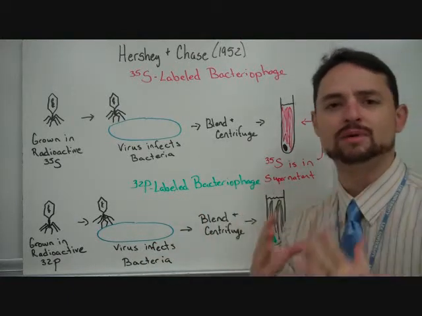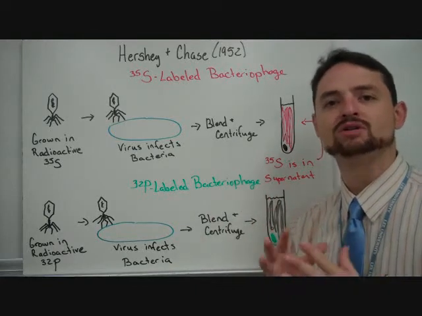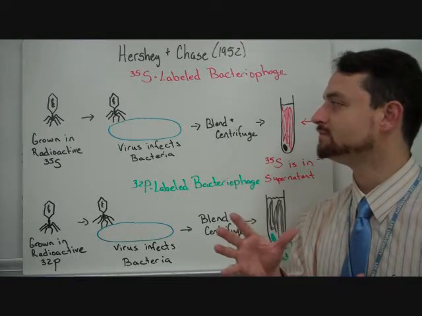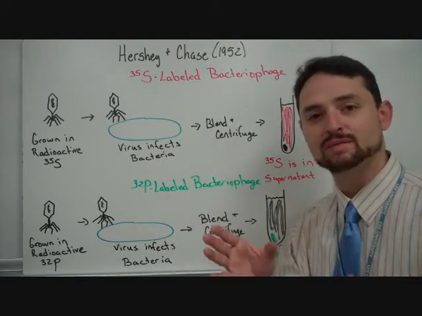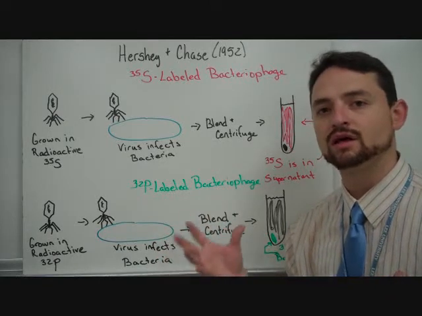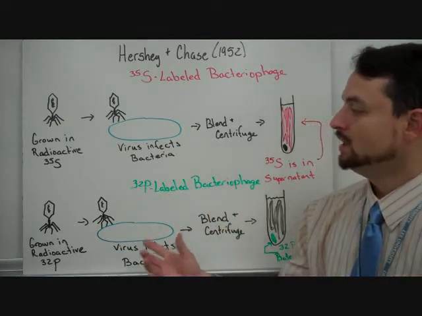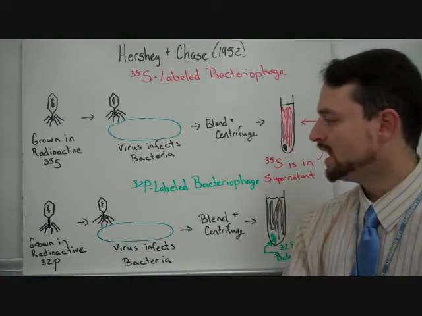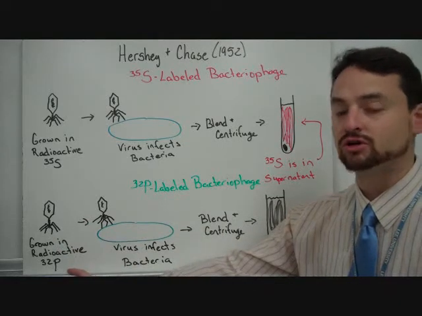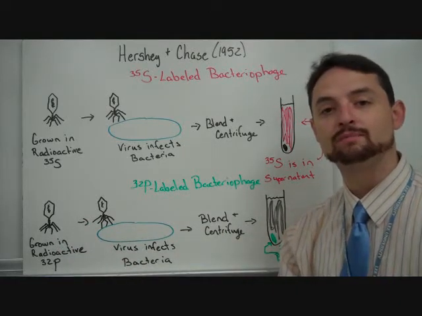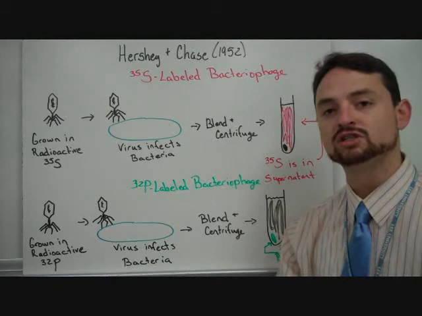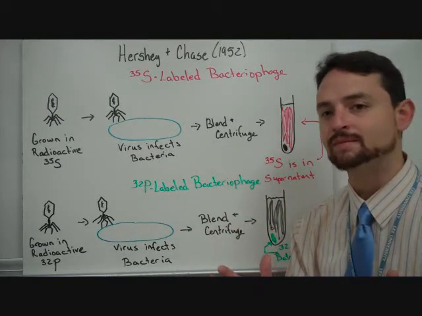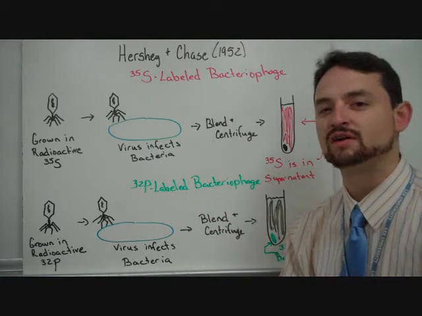So if the protein's not being injected, then the protein can't be the genetic material that has the code, because whatever's being injected into the bacteria would have to have the code on it that would cause more viruses to be made. So then they took radioactive phosphorus, 32P, and they grew bacteriophage in that culture. Now in DNA, one of the main components is a phosphate group, more so than in protein. So you're going to have now radioactive phosphorus incorporated into DNA, but not really found in the protein.